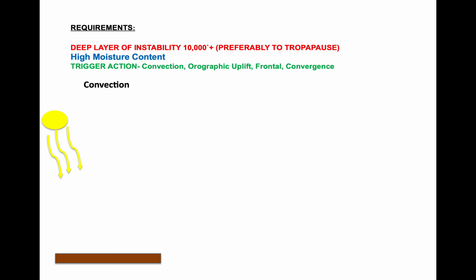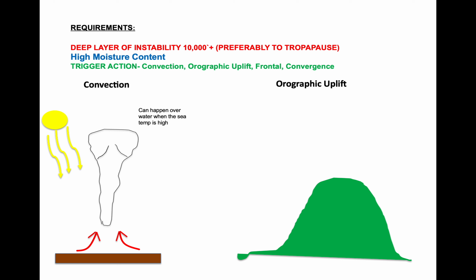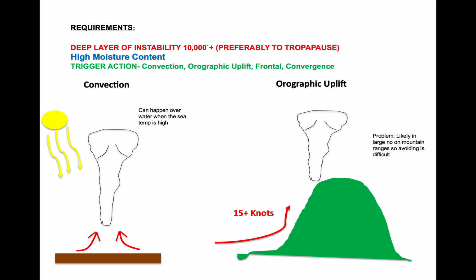Looking at convection first, here we've got the sun heating the surface. Warm air starts to rise, creating our CB cloud. It can happen over the sea when the temperature is high, and that's as basic as it is. Then we get orographic uplift, so again think about that fun effect as it gets forced up. We need about 15 plus knots. The air gets forced up, cools, and we get that unstable cloud forming over the high ground. The problem is they're likely in large numbers on mountainous ranges, so avoiding can be difficult.